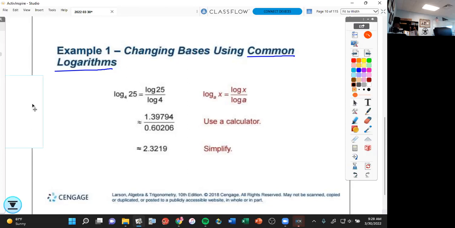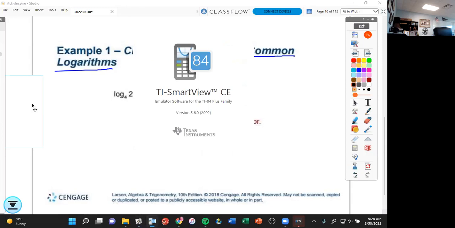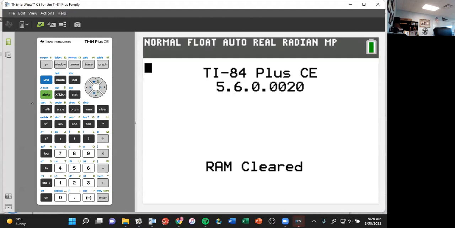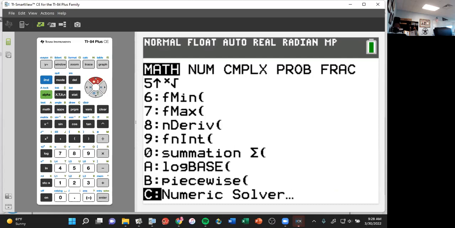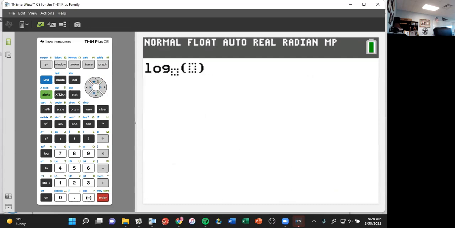Now, the neat thing about the calculators you have is you can actually do log any base and go right to the answer on the calculator. Have you ever figured that out yet? Yeah. How do you do it? If I wanted to type log base 4 of 25 on the TI-84, how do you do it? You go math, you go all the way down. Is my calculator over there? Oh, there it is. Math. So log base 4 of 25.